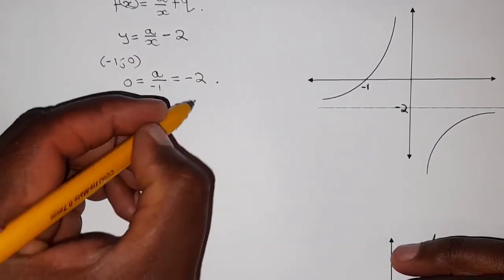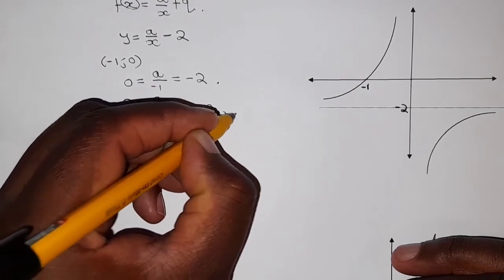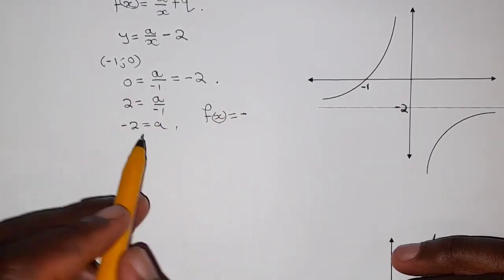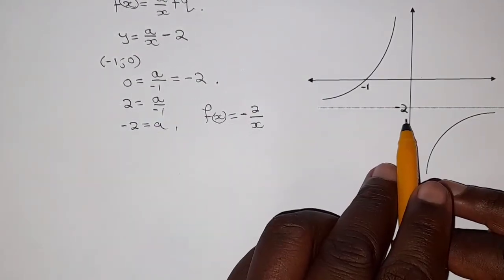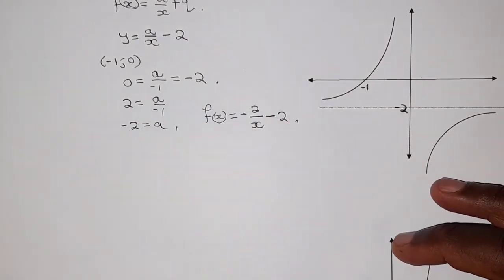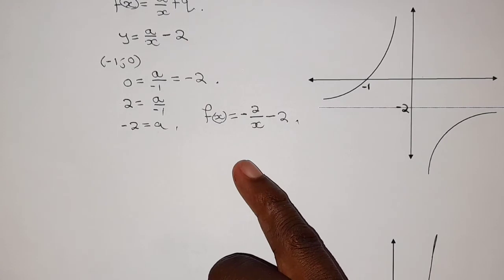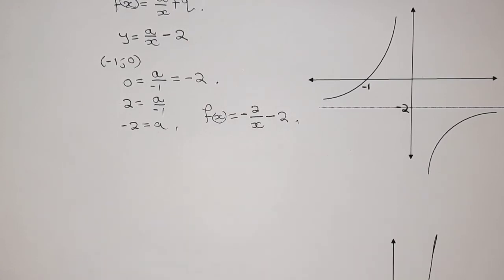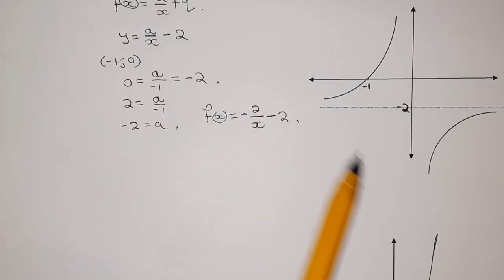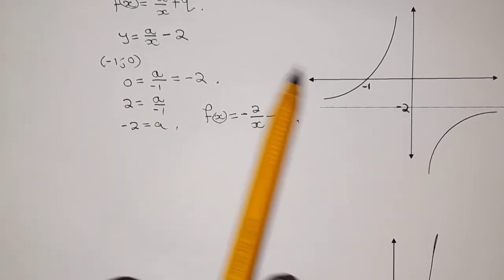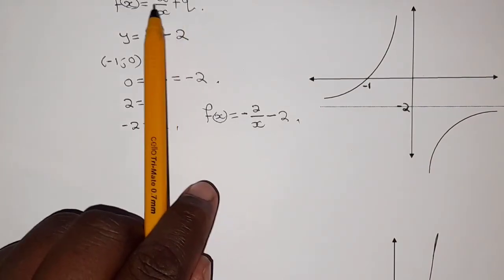So our function then is f of x is equal to, our a is negative 2, so it's negative 2 over x, and then our q is negative 2. So f of x is equal to negative 2 over x minus 2. Just remember, you need to know the basic form of the equation, f of x is a over x plus q, that is our hyperbola. And then you make use of what you are given in the graph to determine the unknowns q and a.